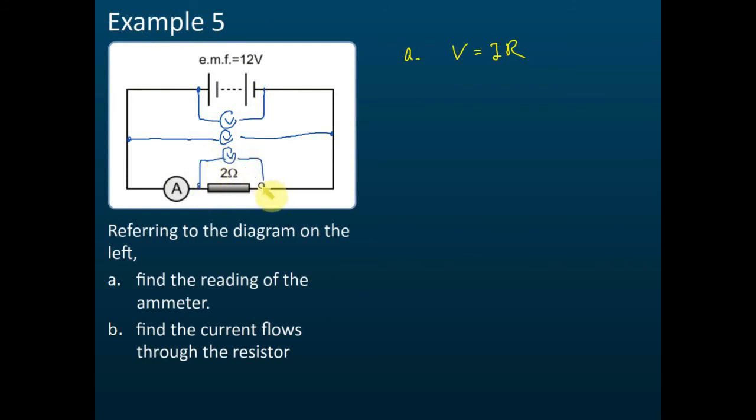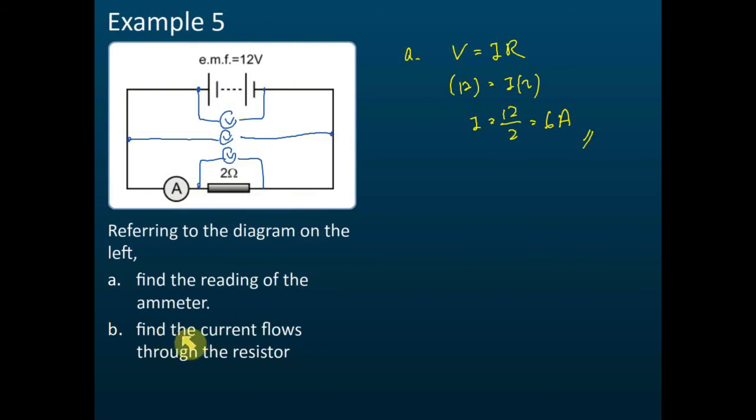So if we choose these 2 points for our V, 12 volt, then the resistance will be 2 ohms, right? So 12 volt and the resistance equals 2 ohm. Therefore, the current equals 12 divided by 2 equals 6 ampere. So that is the reading of the ammeter.